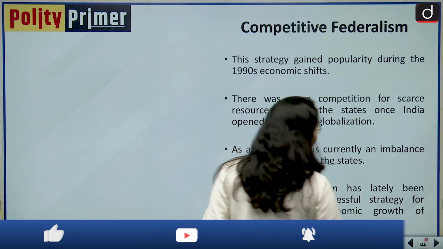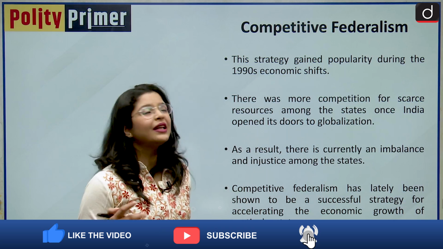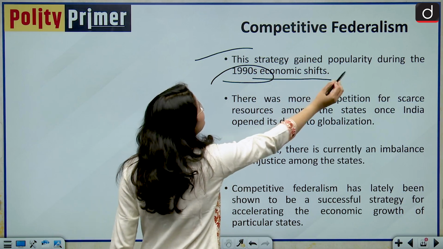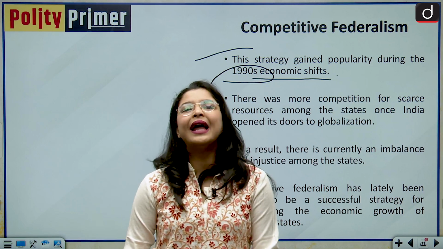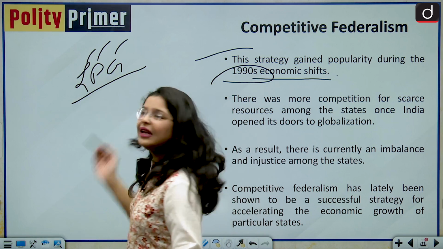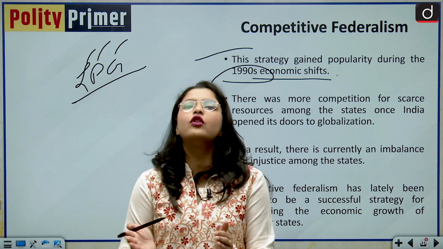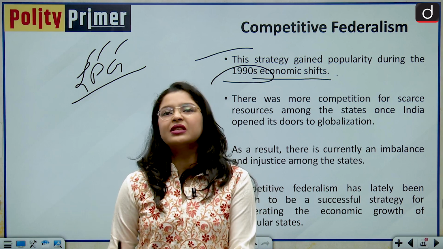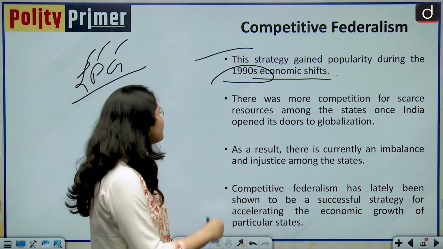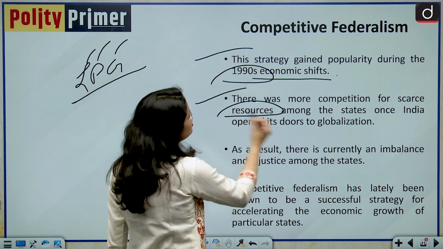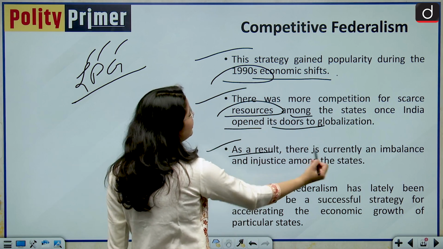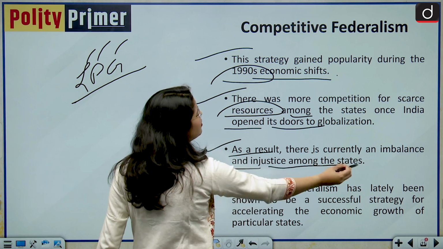Now let us discuss another unique concept known as competitive federalism. This strategy gained popularity during the 1990s economic shift. So what happened in the 1990s? The LPG policy, the liberalization, privatization and globalization policy. Before this, India was a closed economy, and after the LPG policy, India threw open its economy for the investment of foreign investors as well. So there was more competition for scarce resources among the states once India opened its door to globalization, and as a result there is currently an imbalance and injustice among the states.